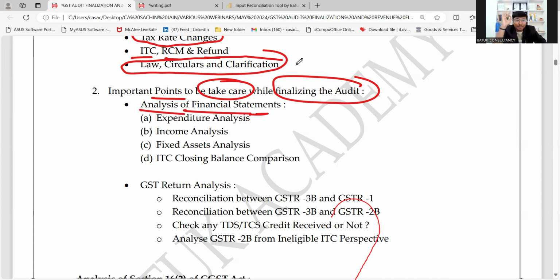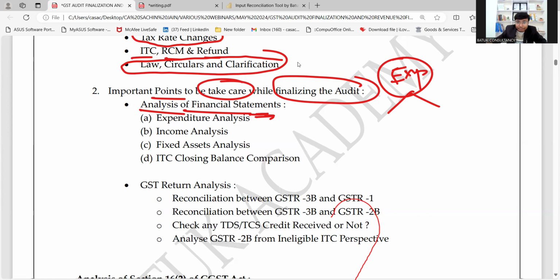Analysis of financial statements. First, expenditure analysis. When I have to do the expenditure analysis, I need to confirm that I have to do it from two perspectives.